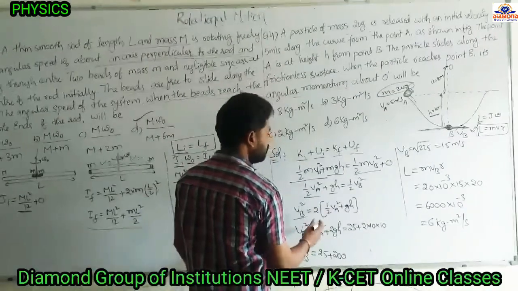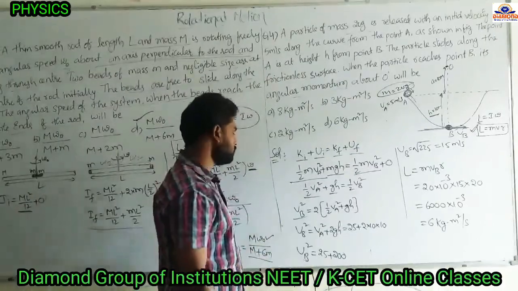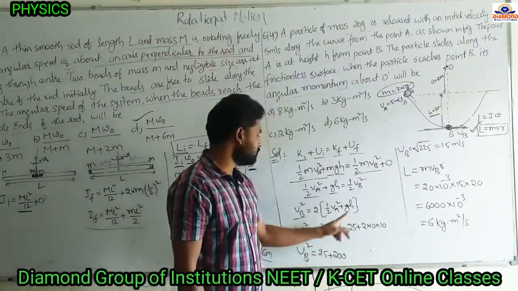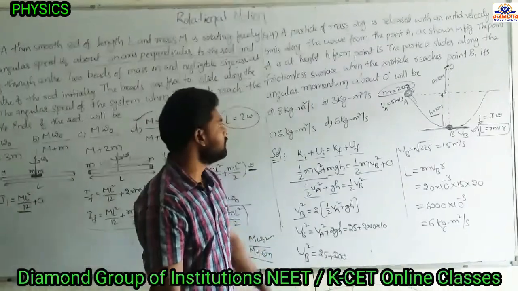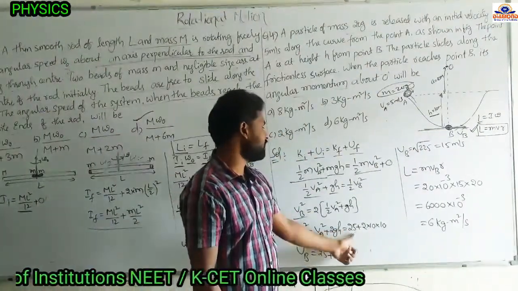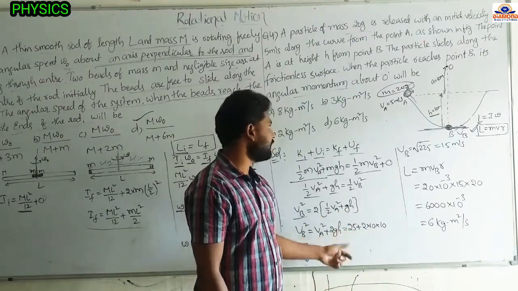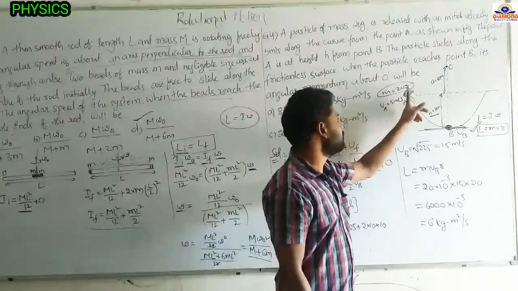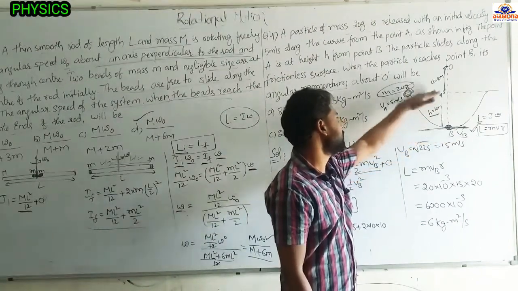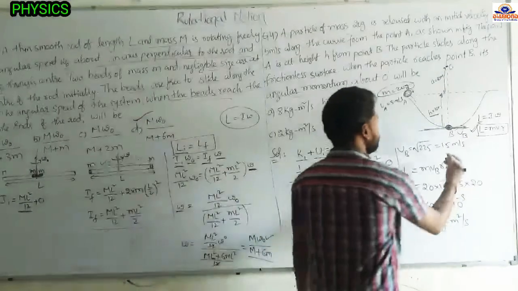Vb square equals half, send this side 2 into half va square plus gh, so vb square equals, the 2 cancels va square, 2 into gh, 2gh. Now substitute the values. At point A, the particle velocity is 5 meter per second, va square means 5 square, 25, plus 2gh. 2 into g value is 10, h, the height of this particle initially from this reference, is nothing but 10 meters, so 10. Substituting, we will get vb value 15 meter per second.